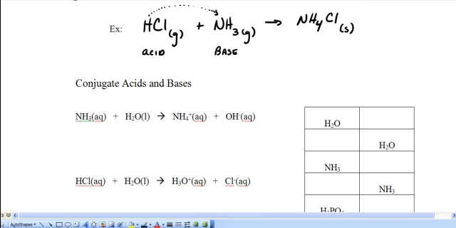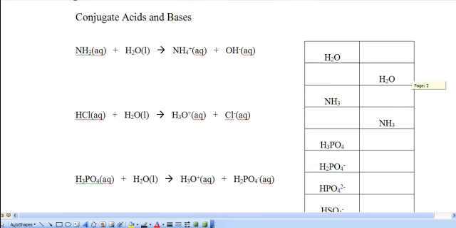Now, what's going to happen, let me scroll down here just a little bit. What's going to happen when you put, say, ammonia in water is the hydrogen ion is going to be transferred from one species to another. In this case, the water is going to donate the hydrogen over to the ammonia. Because the water is doing the donating, the water is behaving as an acid.